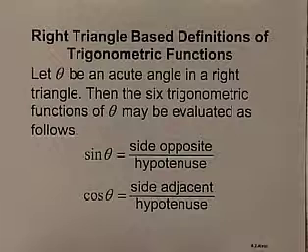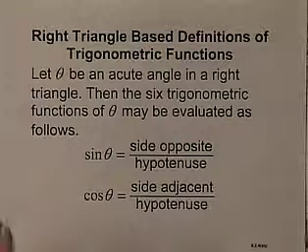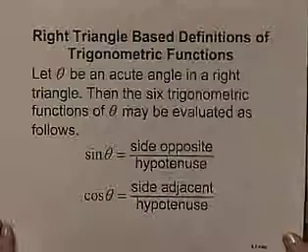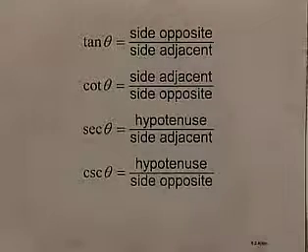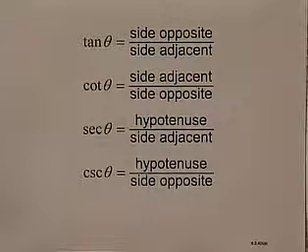The sine of theta is going to equal the ratio of the side opposite to the hypotenuse. The cosine of theta is equal to the side adjacent divided by the hypotenuse. The tangent of theta is going to equal the side opposite divided by the side adjacent. The cotangent of theta is equal to the side adjacent divided by the side opposite. Secant of theta equals the hypotenuse divided by the side adjacent. And cosecant of theta is equal to the hypotenuse divided by the side opposite.